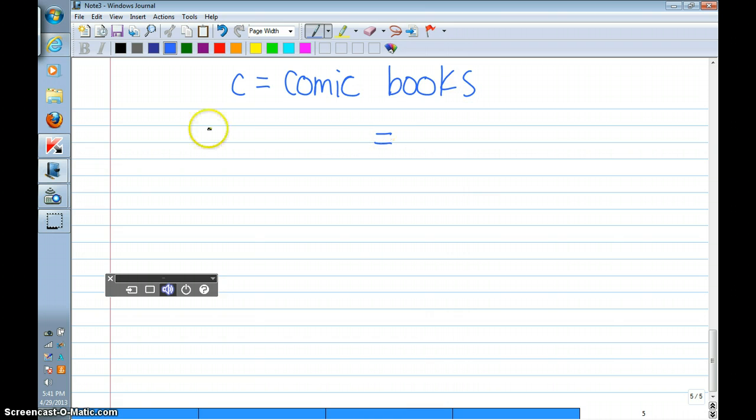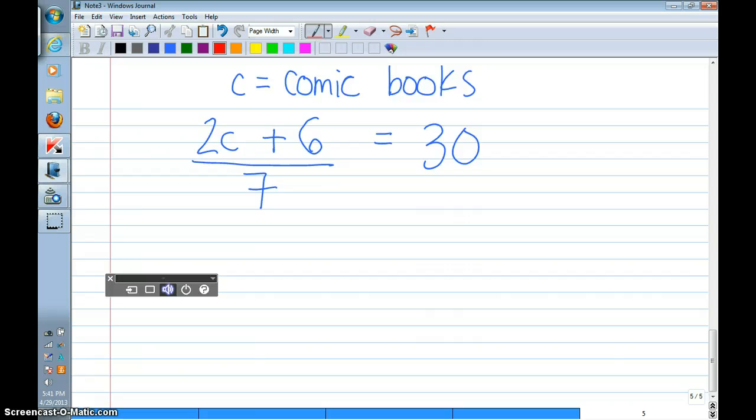Again, twice as many, that's where we get the 2C. Adding 6, so we know to add 6 there. And then dividing by 7. Again, just going through, following those directions. And then it tells us the number Brooke owns is 30. The hard part on these ones is just setting up the equation. So again, reading through it, first defining your variable, then going through twice as many, adding 6, dividing by 7, they gave us the total.